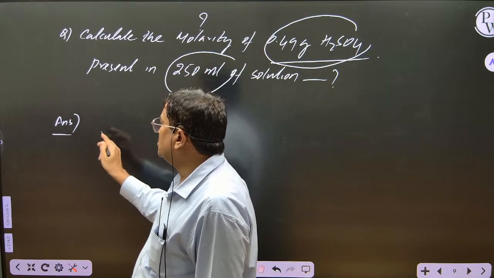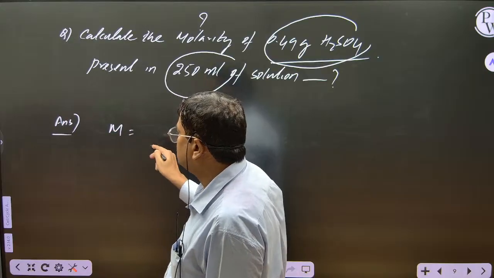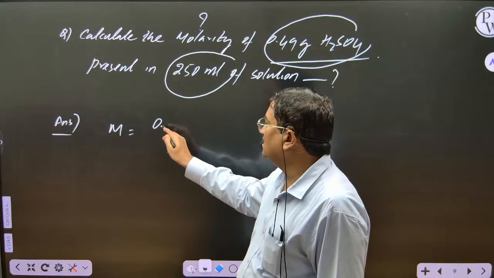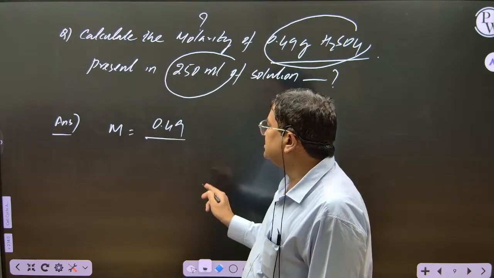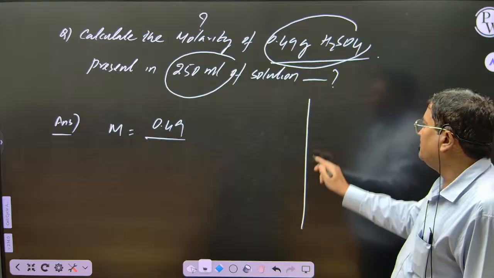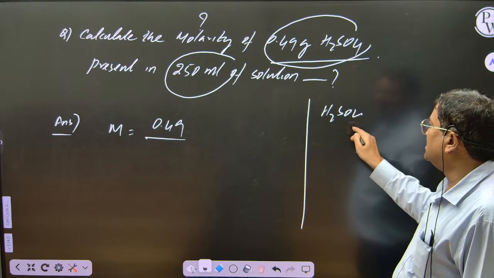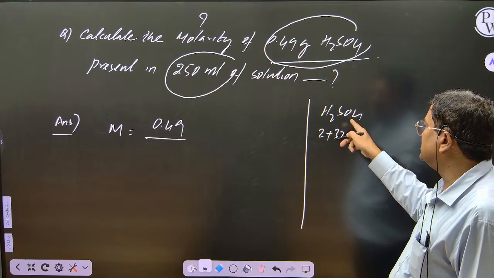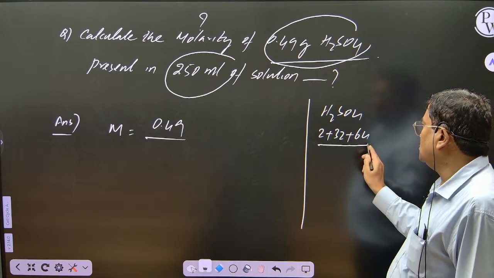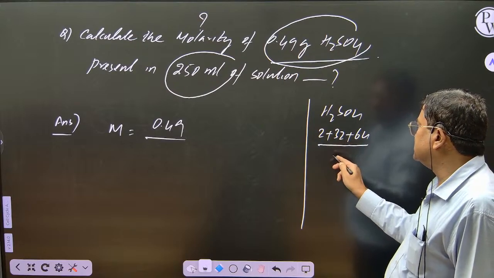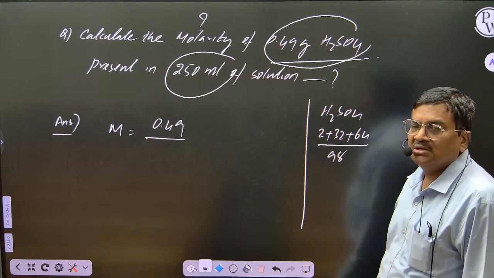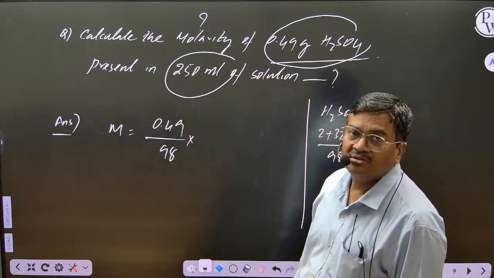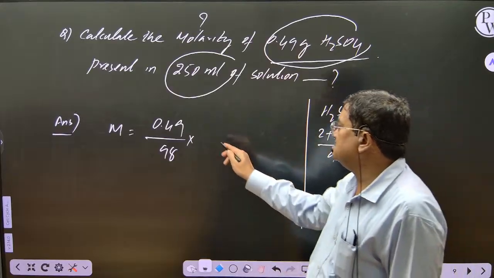Molarity is the number of moles present in volume of solution in liter, no? So for number of moles, what should I write? Mass. Mass is 0.49. Can you tell the molar mass of sulfuric acid? You are familiar from 11th class. How do you get molar mass? Algebraic sum: 2 from hydrogen, sulfur 32, oxygen 16 times 4 is 64. When you add, how much does it come? 66 plus 32, 98. So this 98 I have to substitute here, and the volume is not given in liter, milliliter is given. So what should I do?